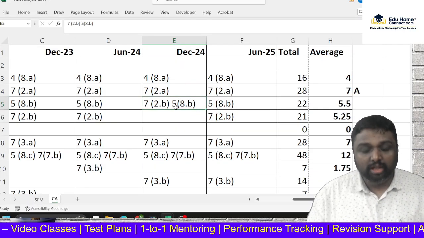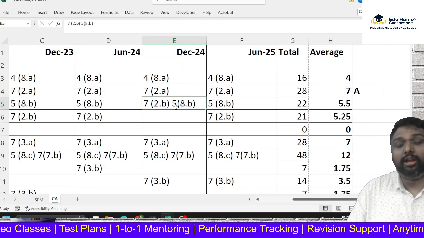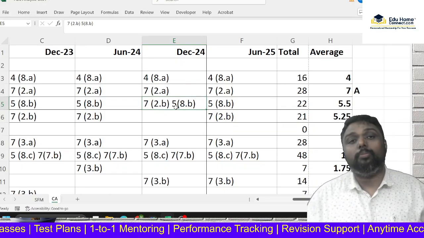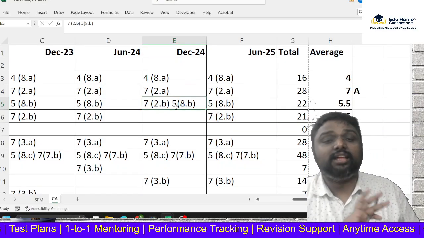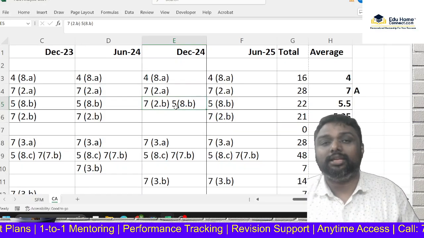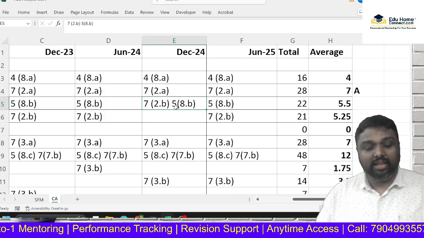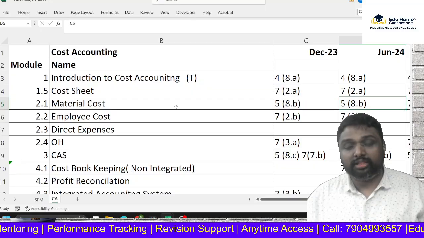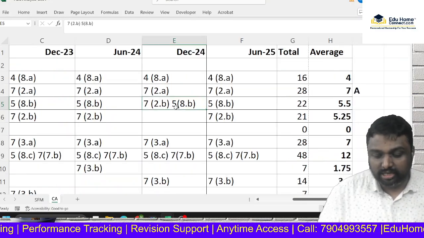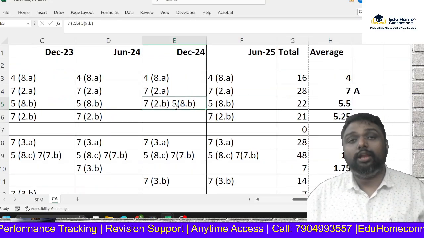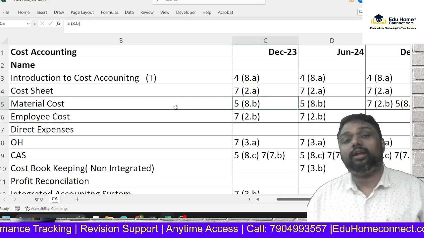That was in the December 24 attempt. In December 24, one question came on the material chapter, the stores ledger. Other than that, no problem question has come from material so far. I am analyzing only the 22 syllabus question pattern, and we eliminated the June 23 question because it is a separate chapter, a separate question analysis.